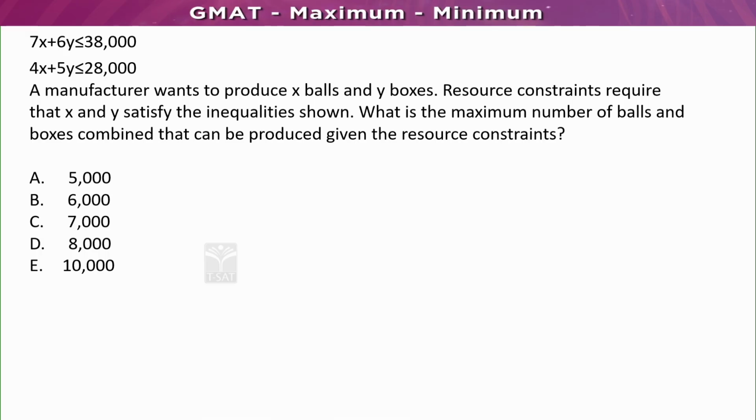7x plus 6y is less than or equal to 38,000. 4x plus 5y is less than or equal to 28,000. A manufacturer wants to produce x balls and y boxes. Resource constraints require that x and y satisfy the inequalities shown. What is the maximum number of balls and boxes combined that can be produced given the resource constraints?